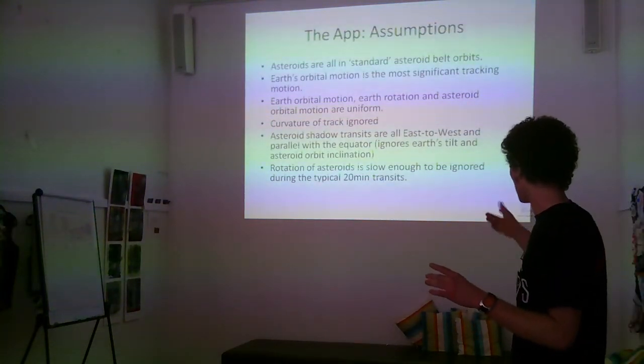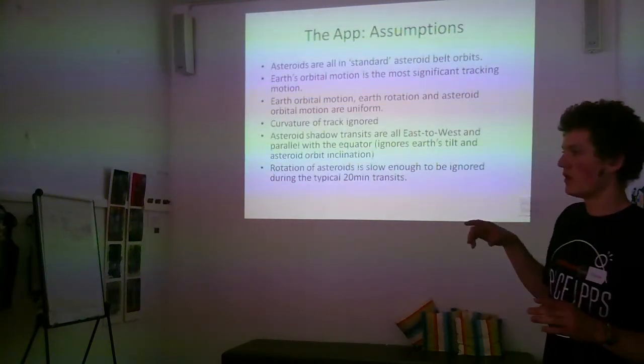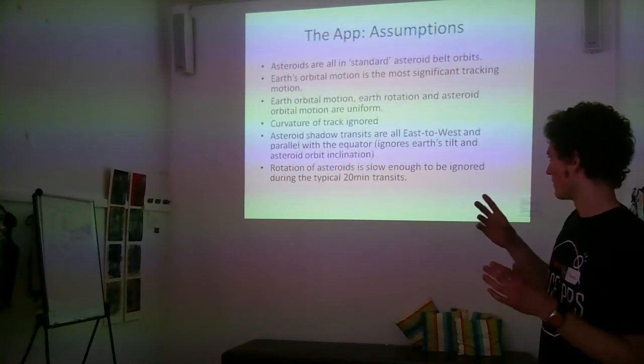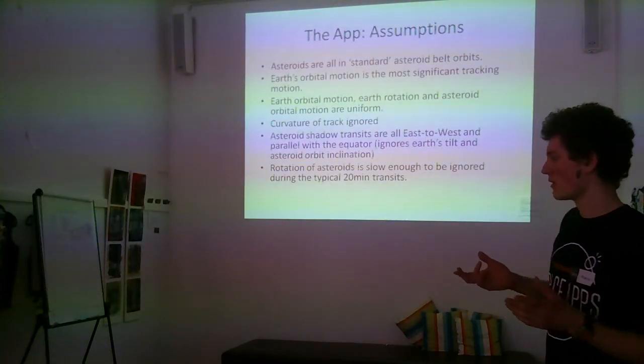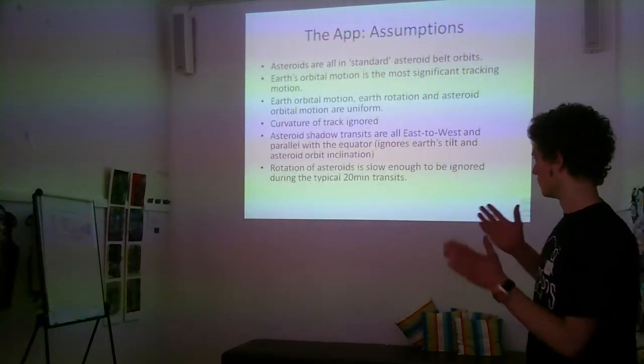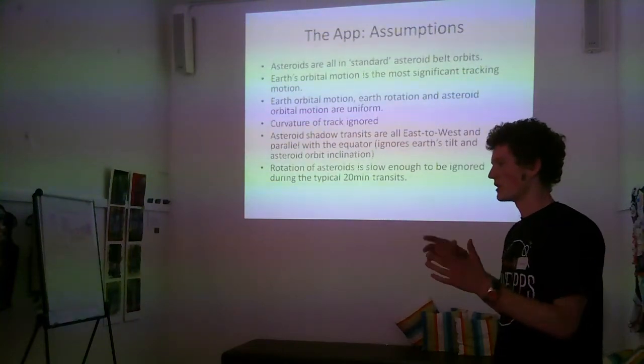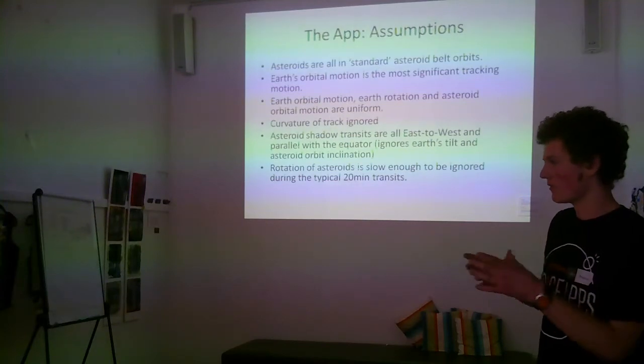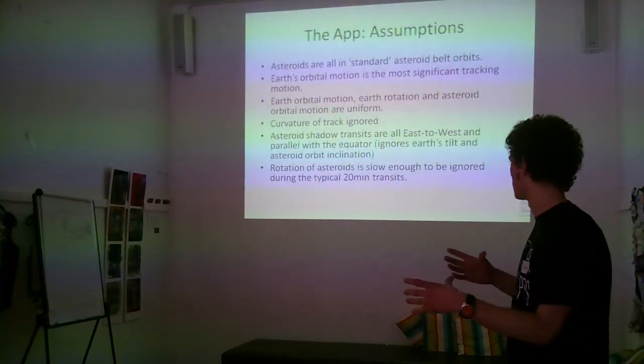So yeah, we've also ignored the rotation of the asteroid, which you can do typically because the rotational period of asteroids tends to be sort of 5 hours or something. So in small time intervals, it's only going to rotate 1% of its axis anyway, so you can ignore it for the sake of getting a profile of the shadow that we're going to get.